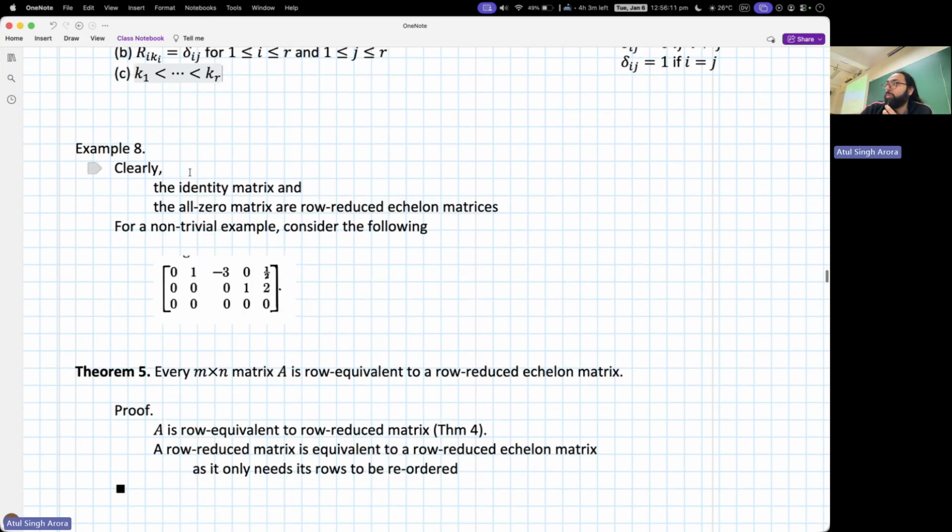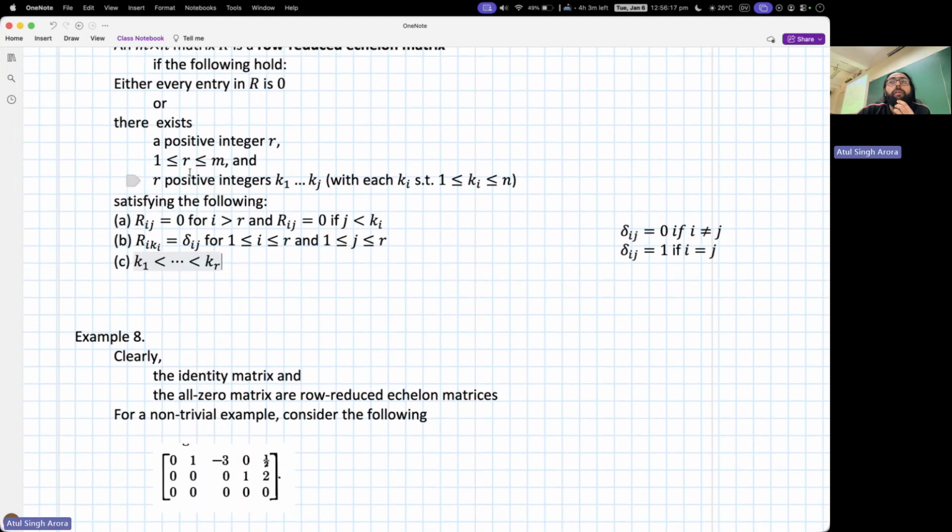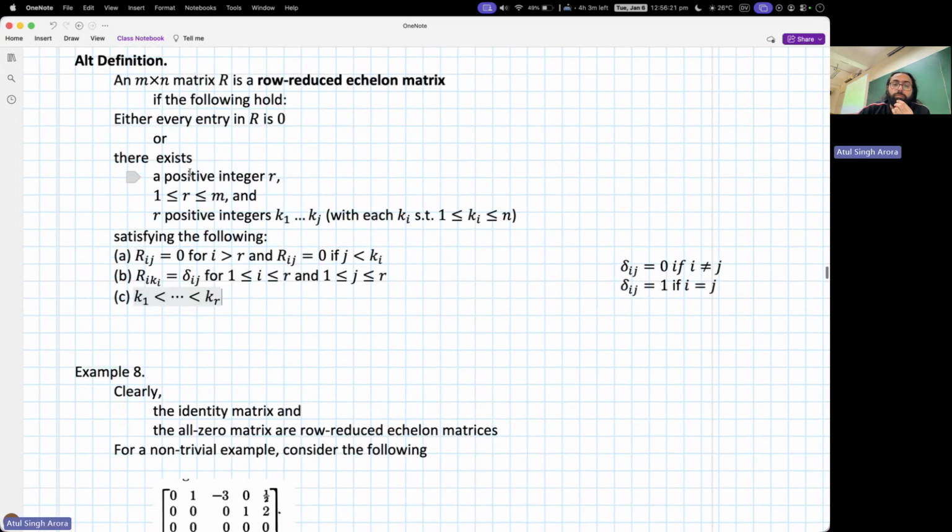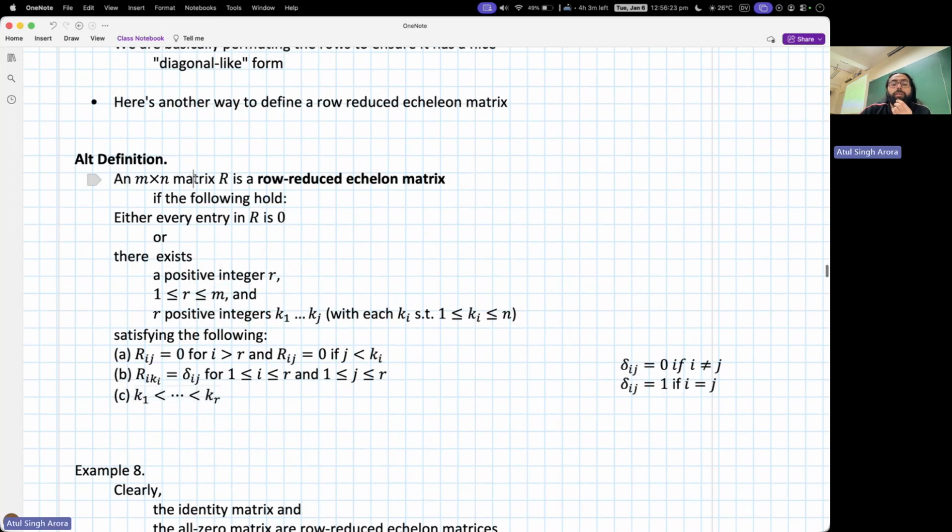So now let's look at this example. When we are giving a definition, we are considering the most general matrix. And when you're considering the most general matrix, it is possible that the rows can be 0. So that's why we have to include it in the definition.